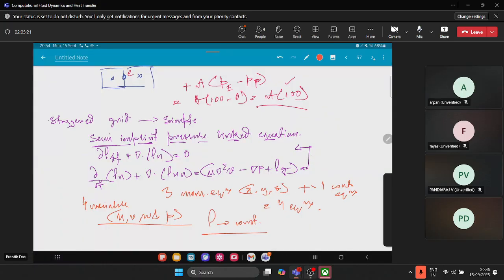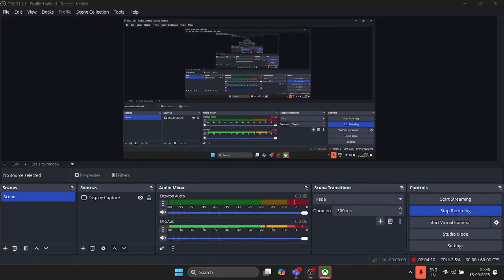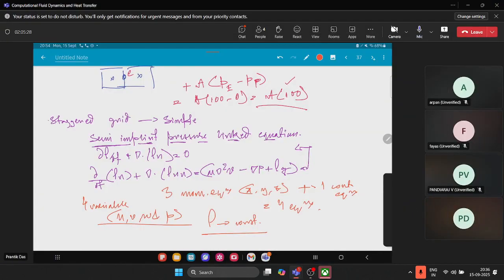Yes, sir. Okay. So I hope we can stop as of now. In tomorrow's class, we will come across this SIMPLE algorithm. And we may do some coding also.